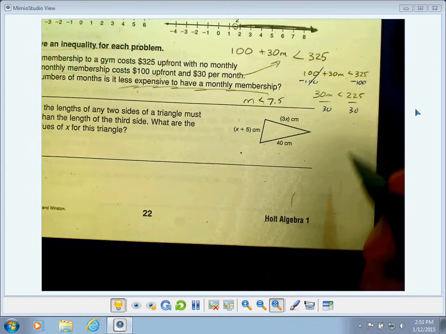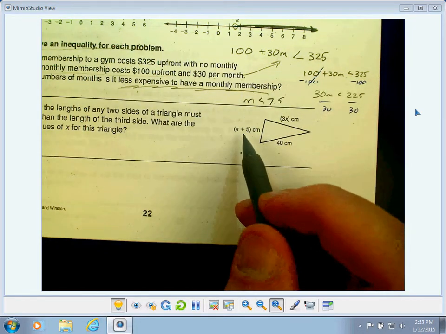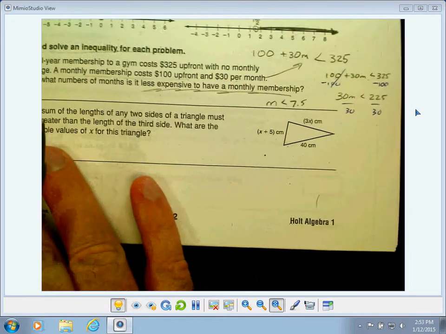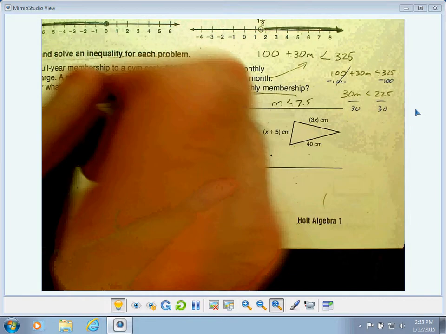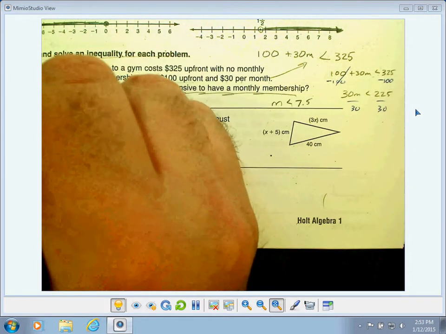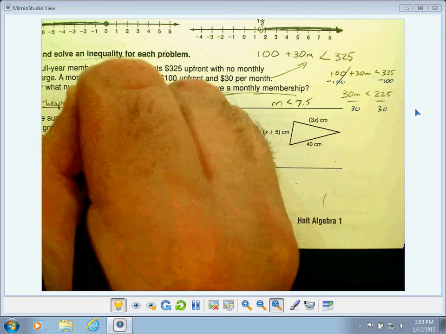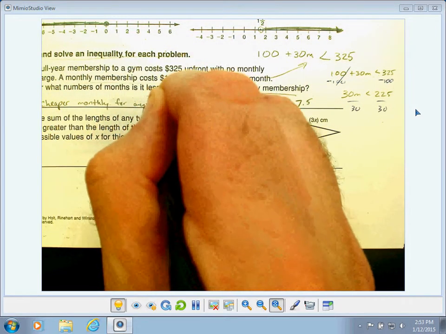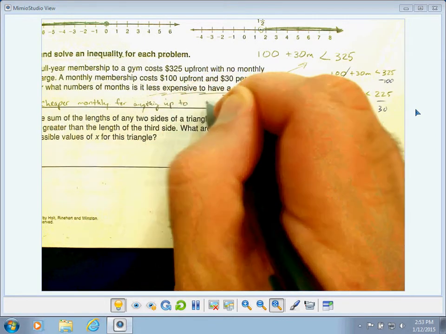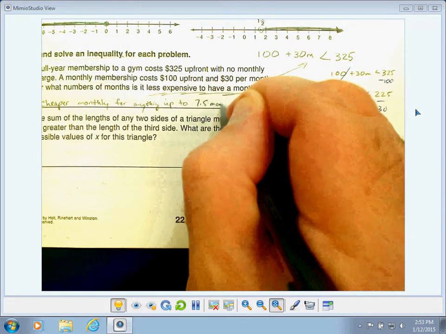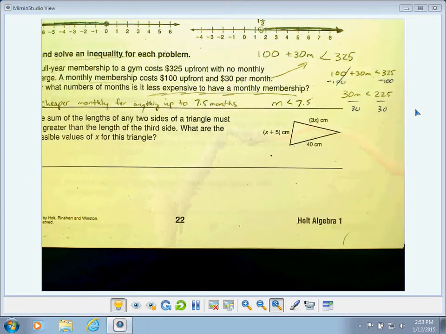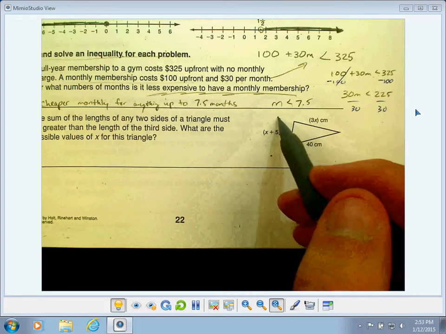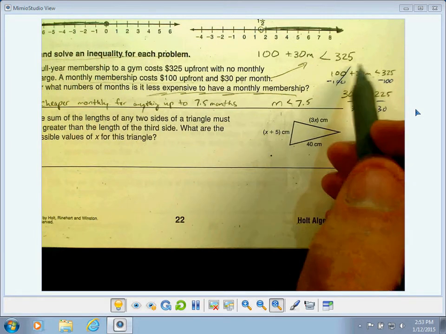So what I should know is, what does that answer really mean? To me, when I get an answer that says m is less than 7.5 and I know m is the months, what I would say is that it's cheaper monthly for anything up to 7.5 months. That's what my answer means. So as long as the number of months is less than 7.5, it'll be cheaper to pay by month than it is to pay yearly.